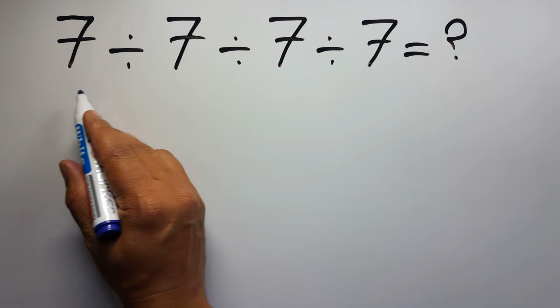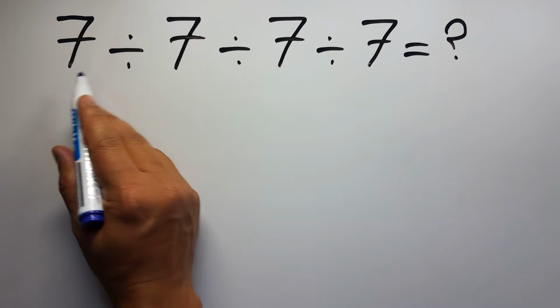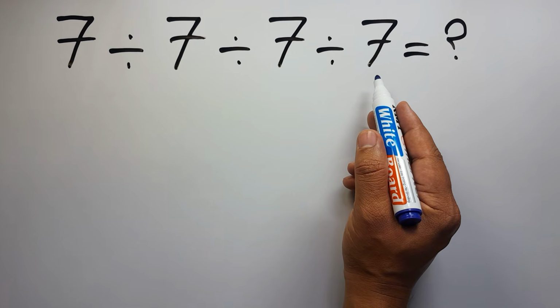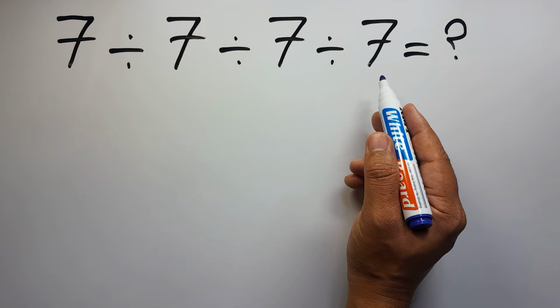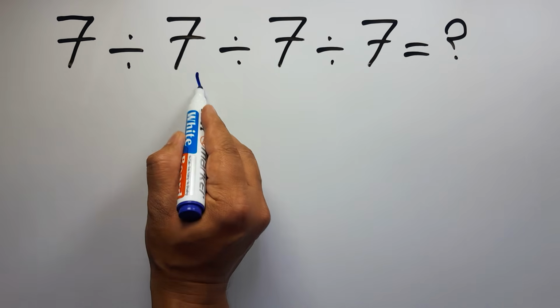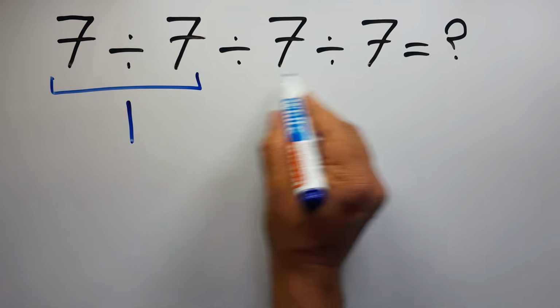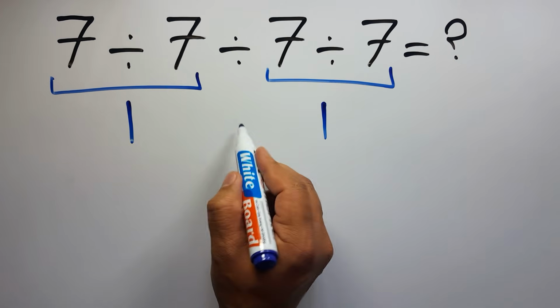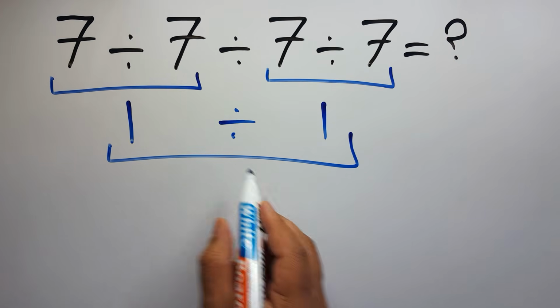In this video we want to find the value of this expression: 7 divided by 7 divided by 7 and again divided by 7. Are you ready to solve? Let's go ahead and get started. 7 divided by 7 gives us 1 and again here we have 7 divided by 7. So 1 divided by 1 is just 1.